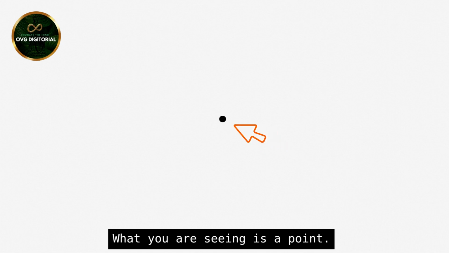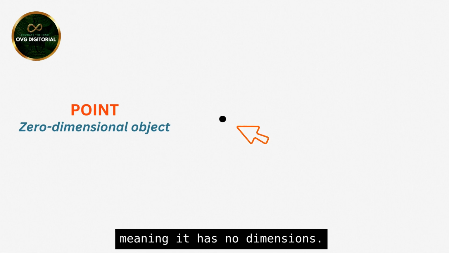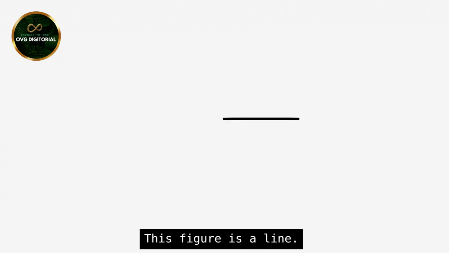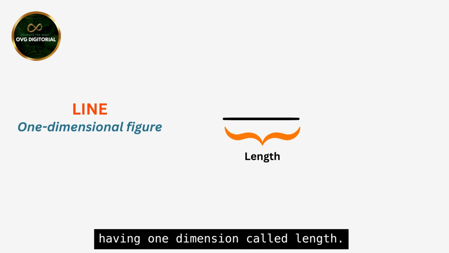What you're seeing is a point. It is a zero-dimensional object, meaning it has no dimensions. This figure is a line. It is a one-dimensional figure, having one dimension called length.